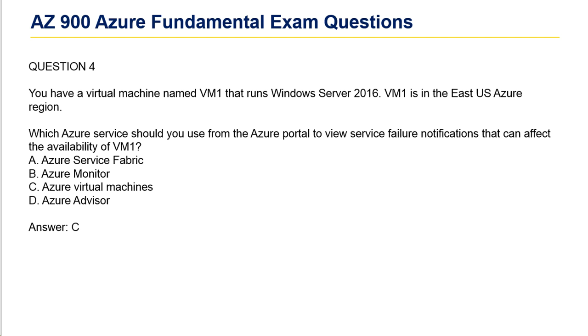Question 4. You have a virtual machine named VM1 that runs Windows Server 2016. VM1 is in the East US Azure region. Which Azure service should you use from the Azure portal to view service failure notifications that can affect the availability of VM1? A. Azure Service Fabric. B. Azure Monitor. C. Azure Virtual Machines. D. Azure Advisor. Answer, C.